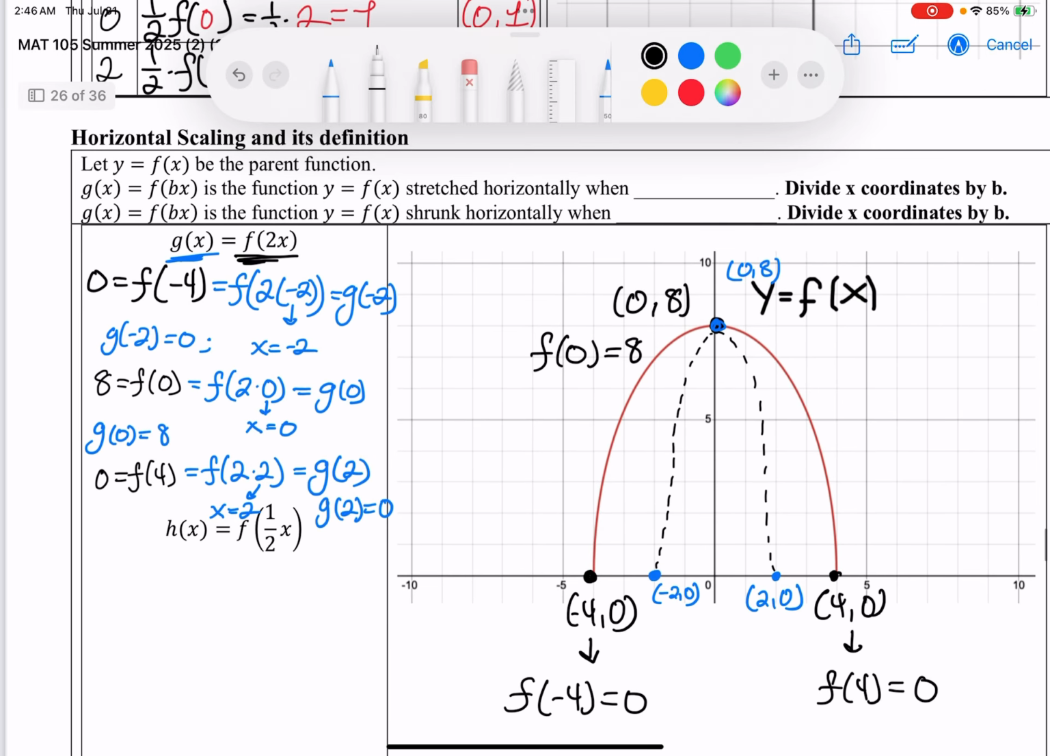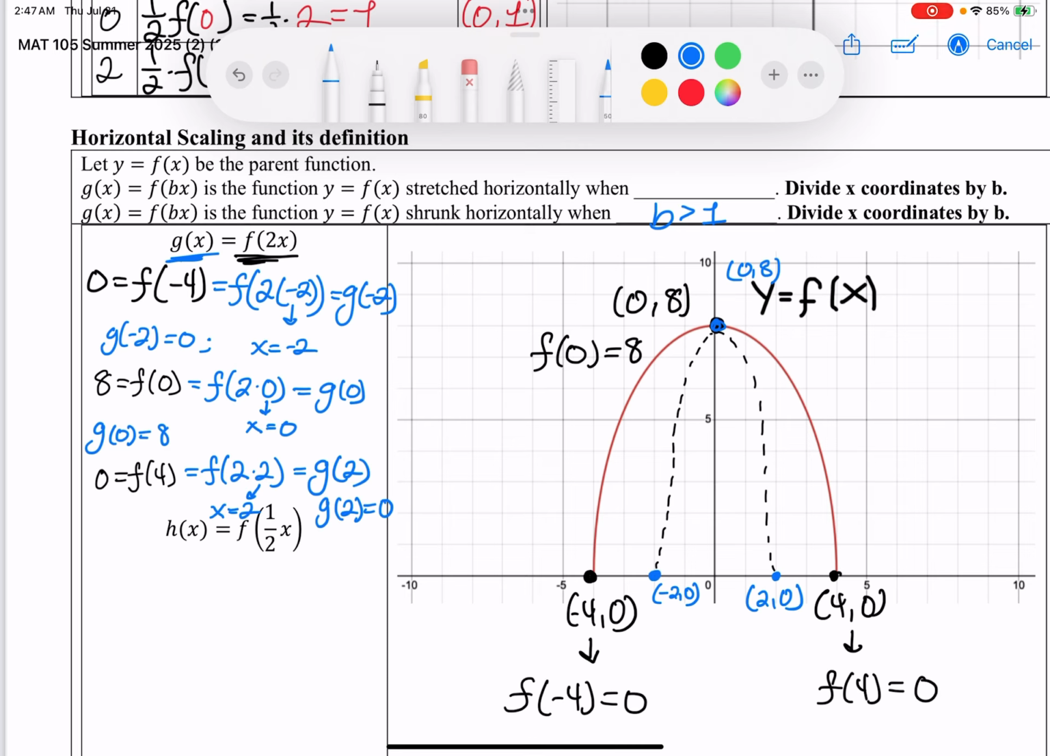As you can see, this function shrunk horizontally. It was wider at first, but now the graph has shrunk. It has shrunken horizontally by a factor of 2. And 2 is a number that is greater than 1. So therefore, when the number being multiplied to the x is greater than 1, I'll put here when b is greater than 1, the function shrinks horizontally. It gets smaller, it gets more condensed.